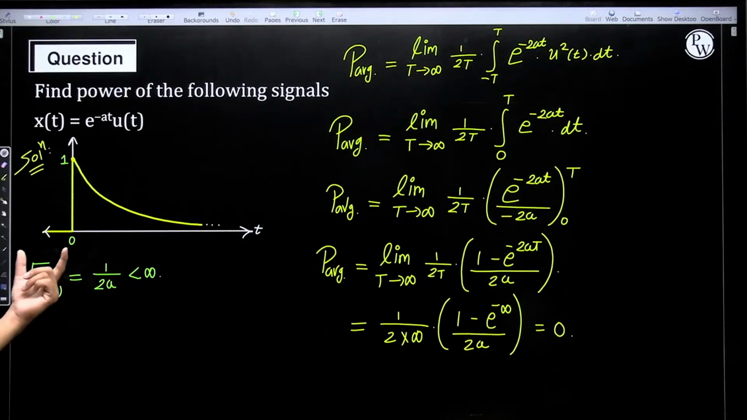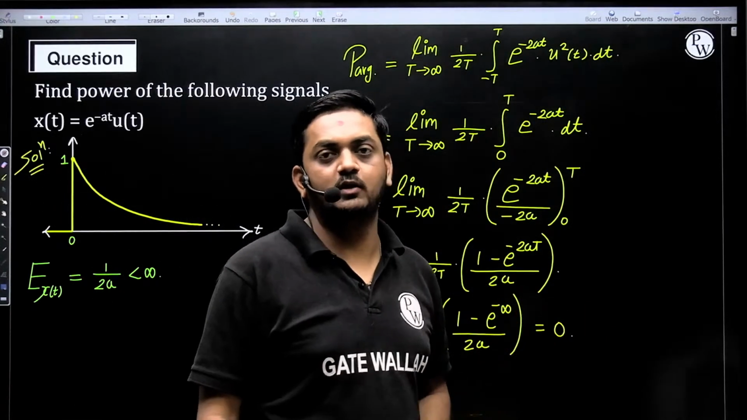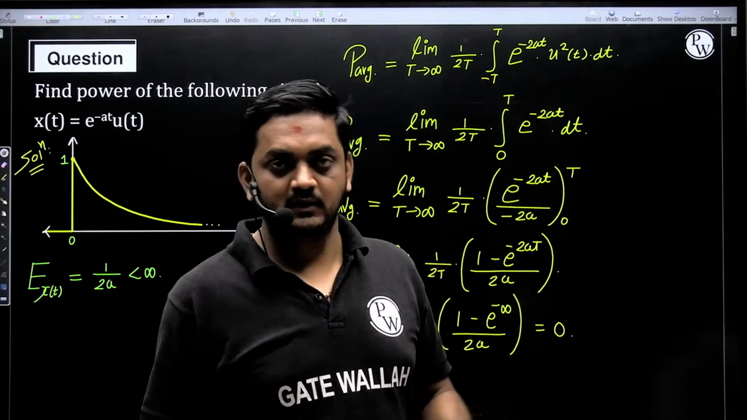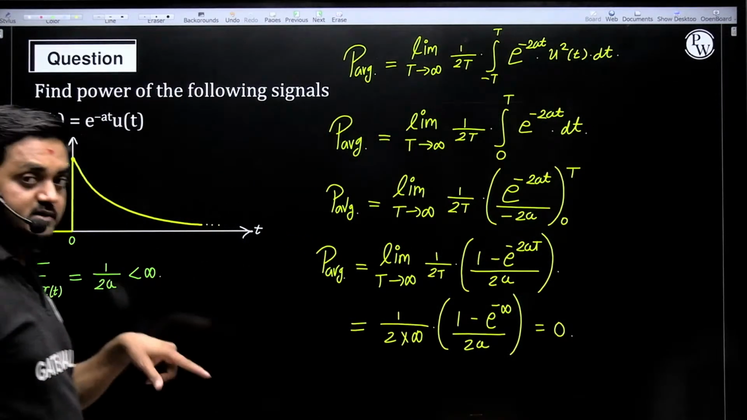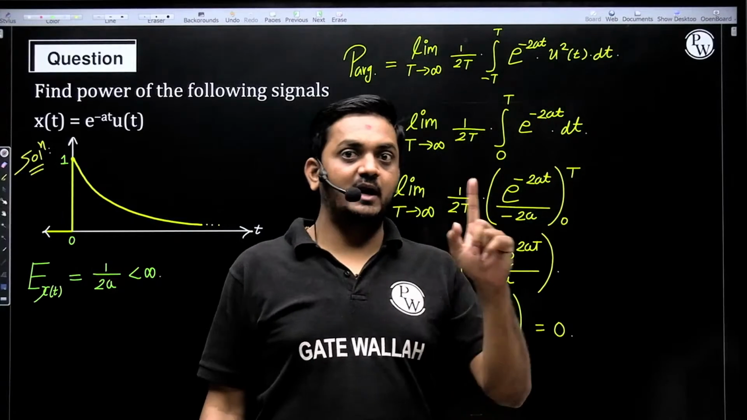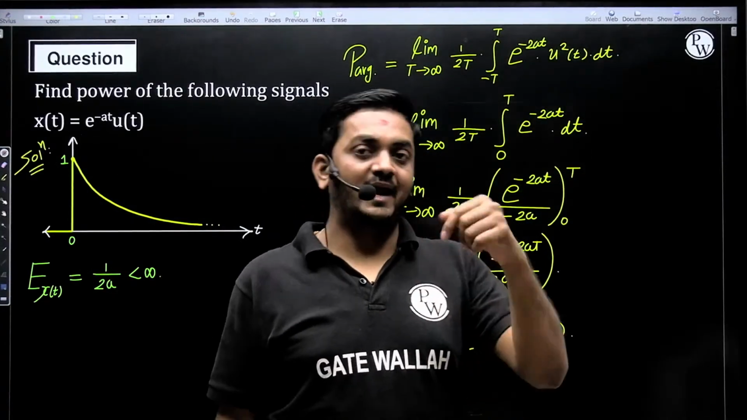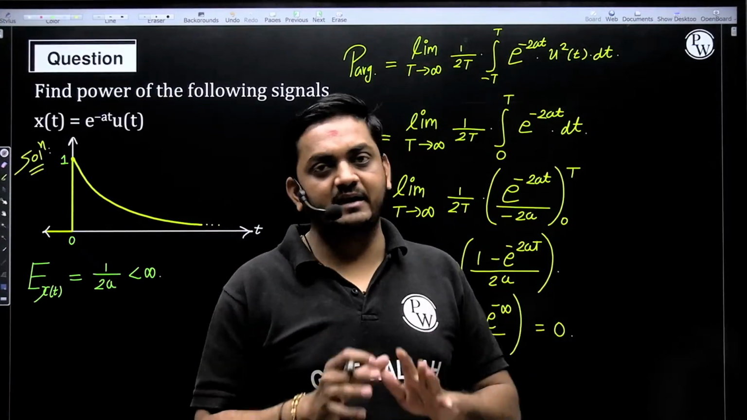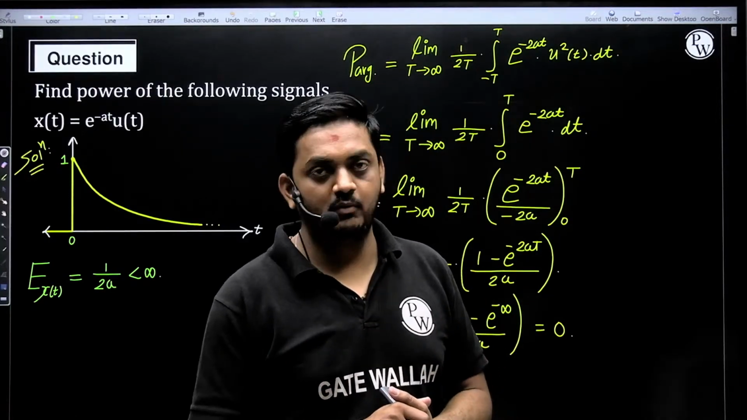If energy is finite, then average power is what? Zero, guys. So an energy signal has zero average power. If the signal is an energy signal, then energy will be finite and power will be zero. If the signal is a power signal, then power will be finite and energy will be infinite. A power signal requires infinite energy and an energy signal has zero power. This is a very important conclusion that you have to remember.